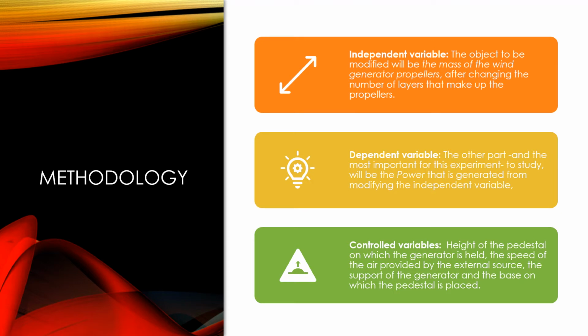While considering the last formula, it is necessary to state our variables. The independent variable will be the mass of the wind generator propellers. This will be by changing the number of layers that make up the propellers in equal numbers. I mean, one layer, two layers, and three layers. The dependent variable will be the power that is generated from modifying the number of layers, and the control variables will be the height of the pedestal on which the generator is held, the speed of the air provided by the external source, the support of the generator, and the base in which the pedestal is placed.